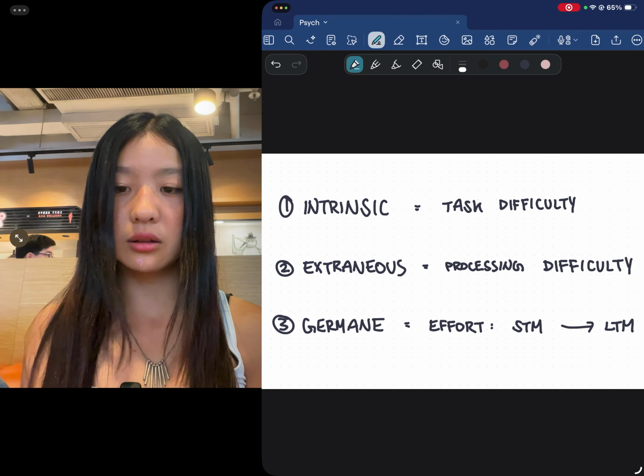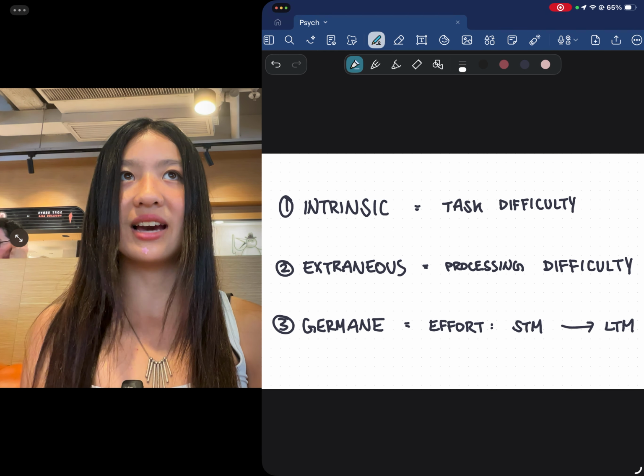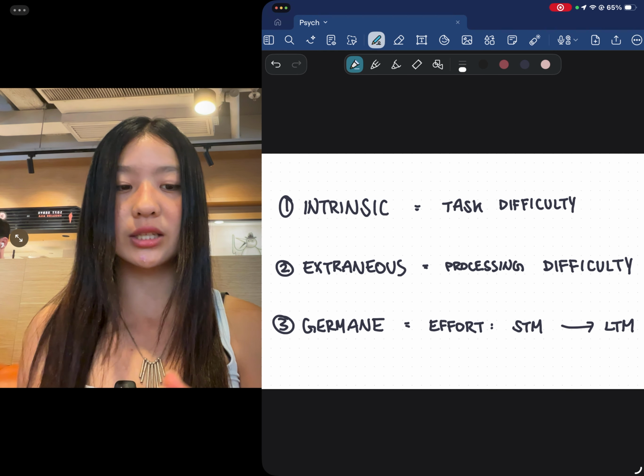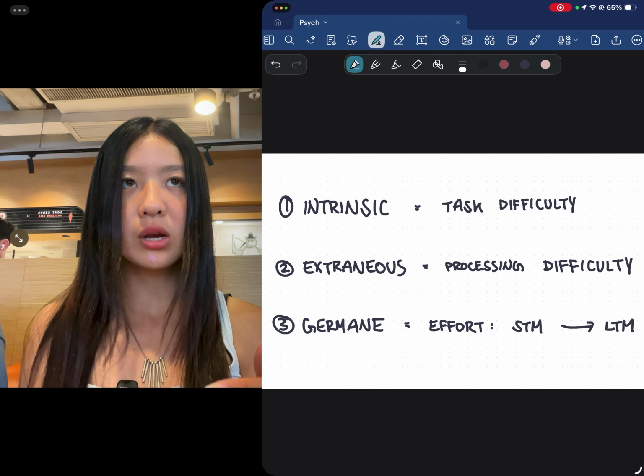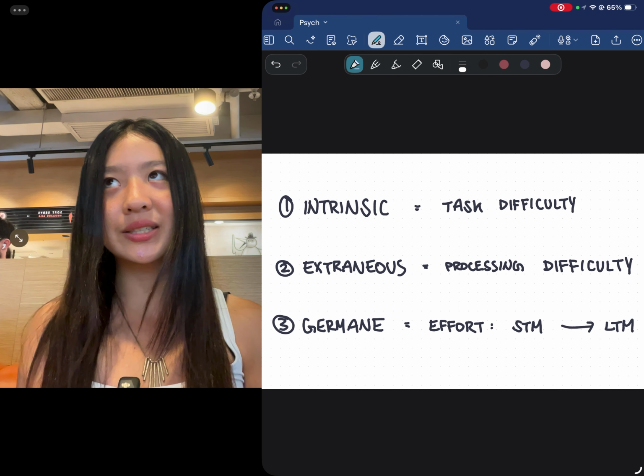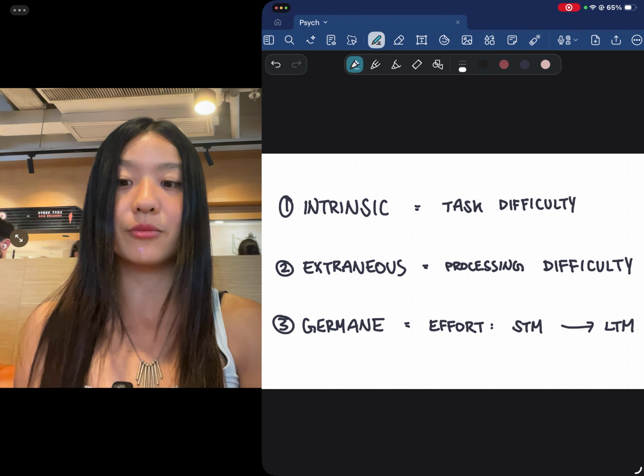And then there's germane load. And germane load is the effort needed to move your short-term memory into your long-term memory. So the effort needed to actively process and do that schema-driven storage forming of memories.